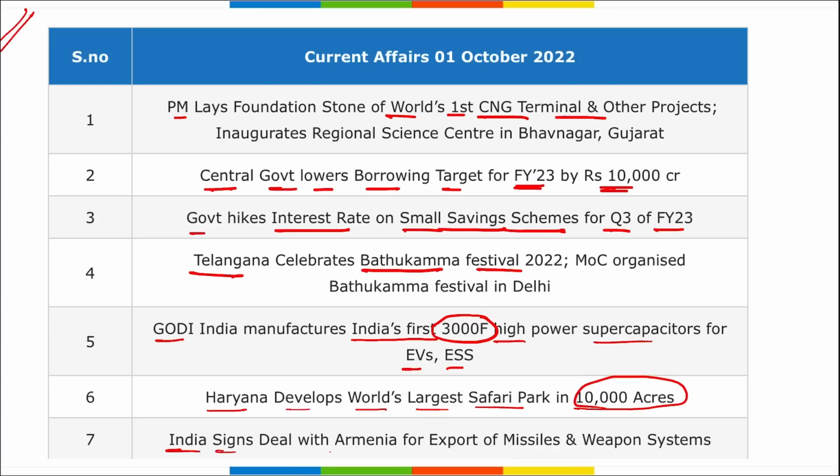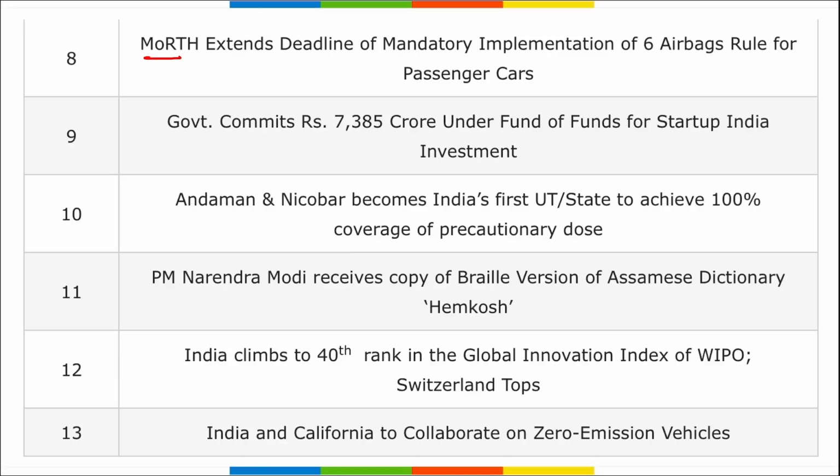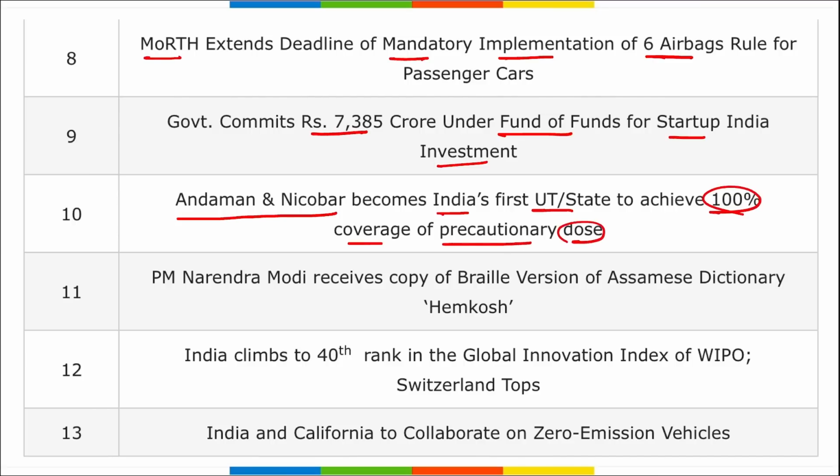India has signed a deal with Armenia for the export of missile weapon systems, as Armenia is at war with Azerbaijan. Next, MoRTH extended the deadline of mandatory implementation of 6 airbags for passenger cars to October 23. Government has committed 7,835 crore rupees under the Fund of Funds for Startup India investment. Andaman and Nicobar became India's first union territory or state to achieve 100% coverage of precautionary doses.